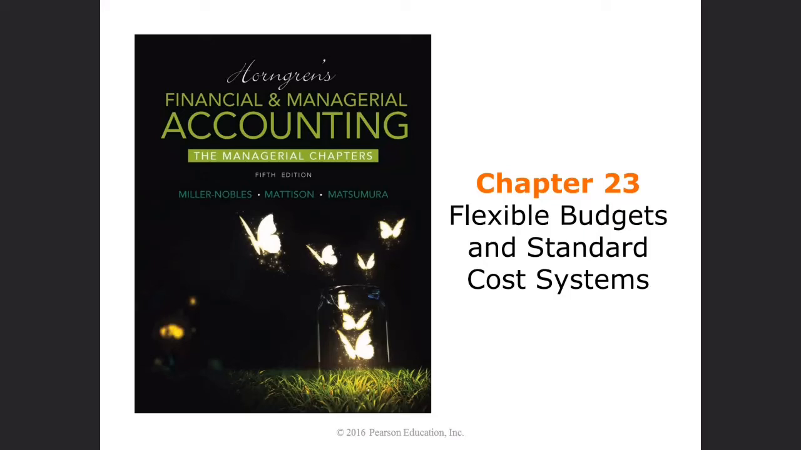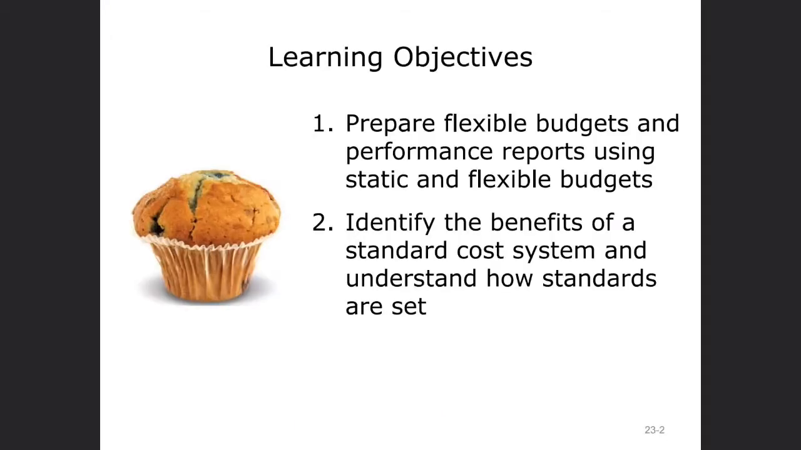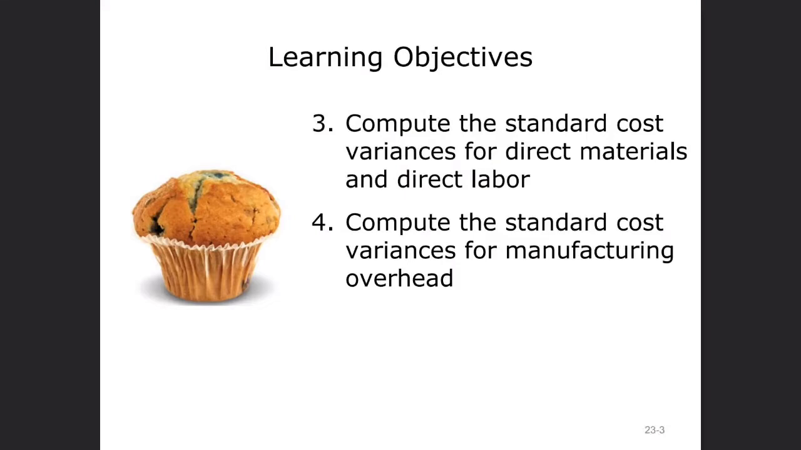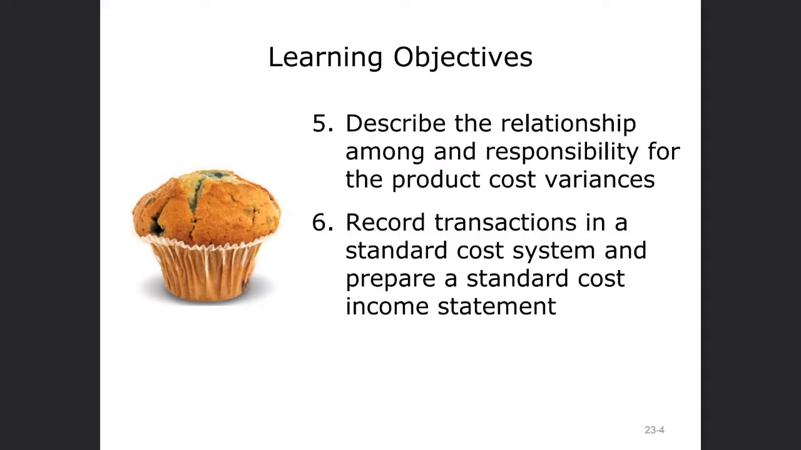Chapter 23, Flexible Budgets and Standard Cost Systems. We're going to prepare flexible budgets and performance reports using static and flexible budgets. Identify the benefits of a standard cost system and understand how standards are set. Compute the standard cost variances for direct materials and direct labor. Compute the standard cost variances for manufacturing overhead. Describe the relationships among and responsibility for the product cost variances. Record transactions in a standard cost system and prepare a standard cost income statement.